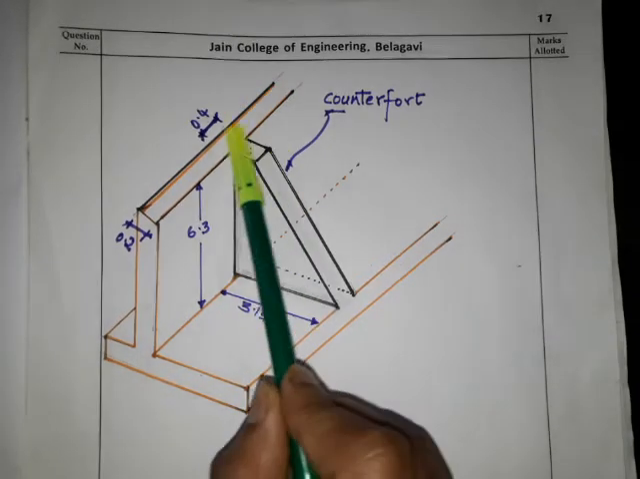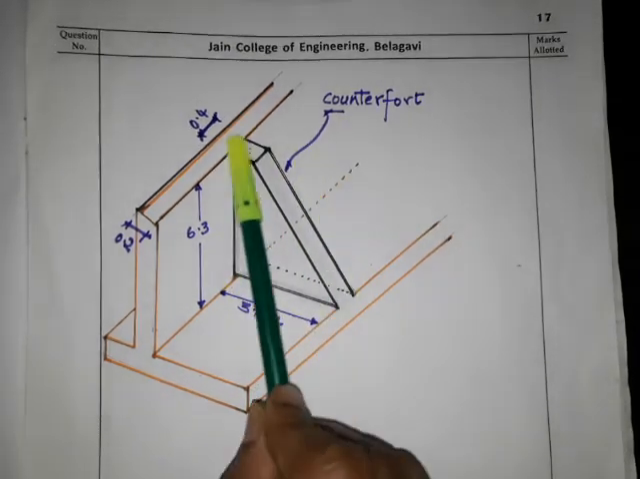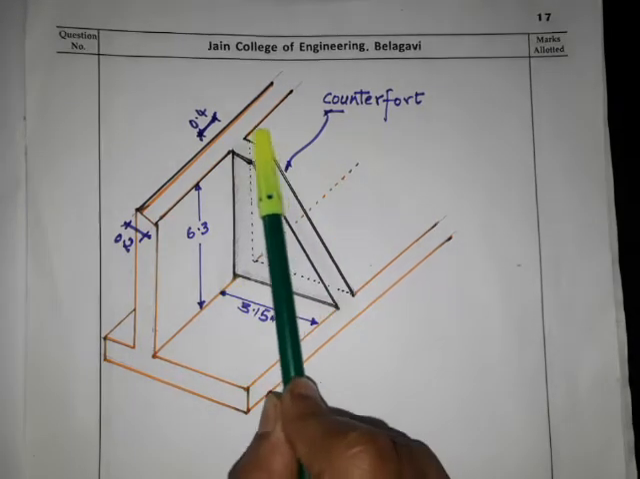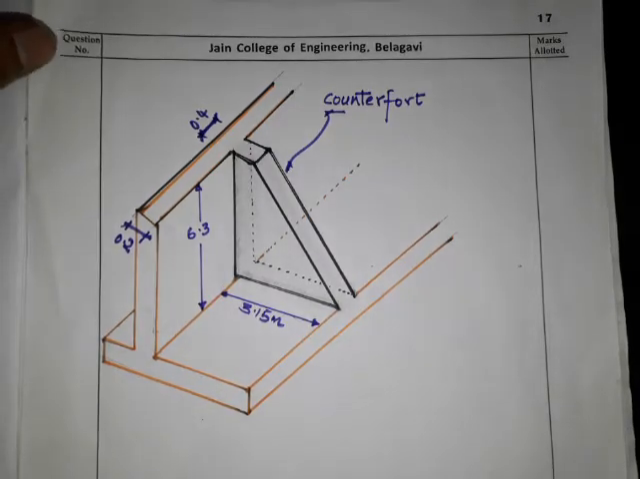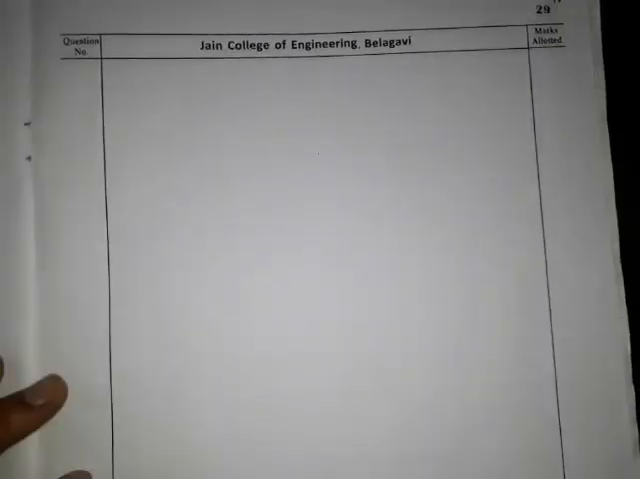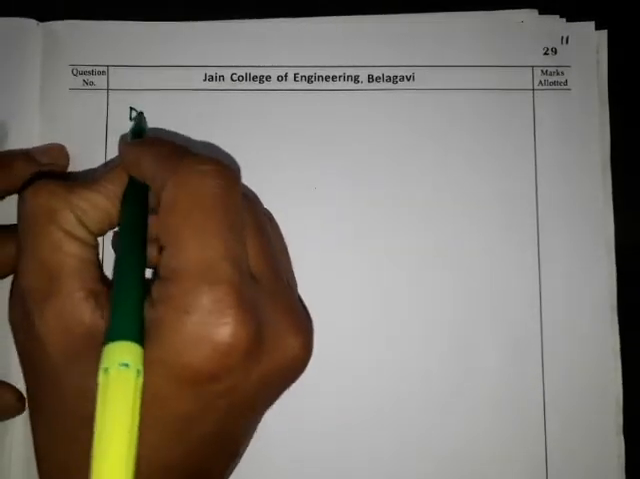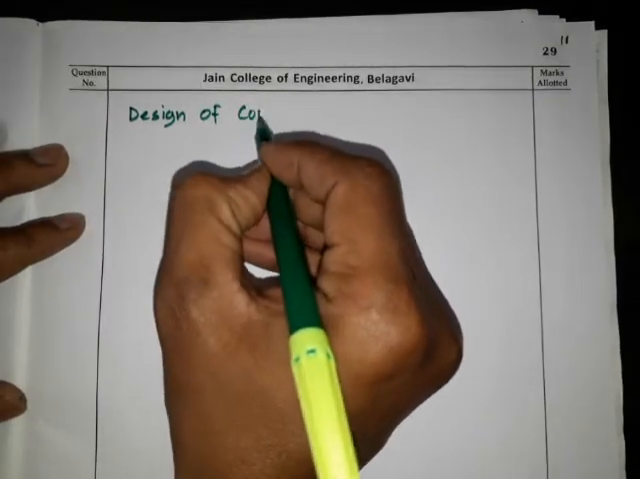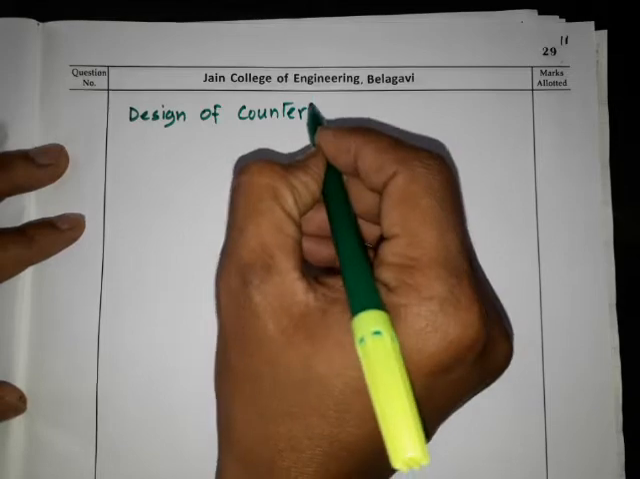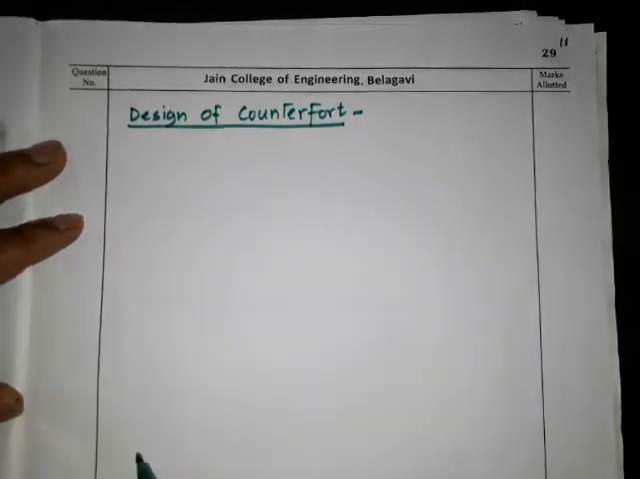So we are left with this part, the black colored part that you can see here. This part we need to design, which is called the design of counterfort. So let us begin with the design of counterfort.